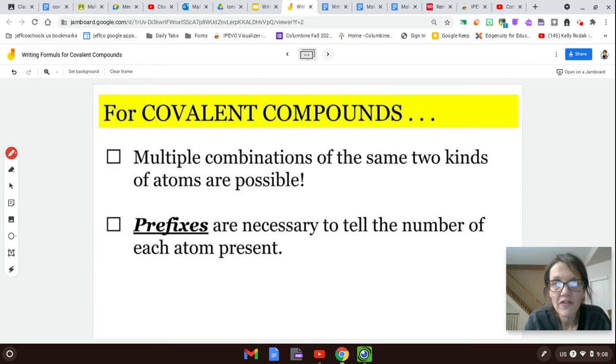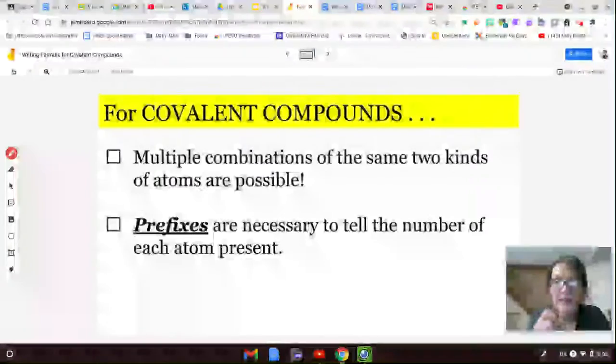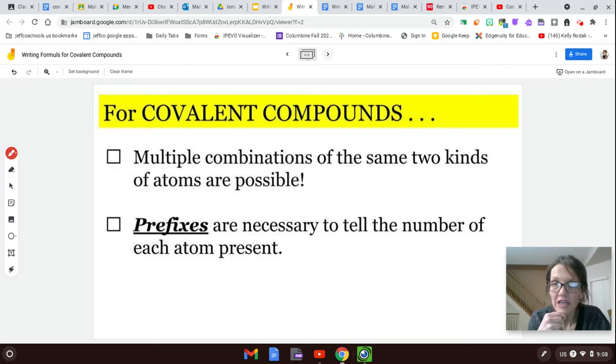So for covalent compounds, the tricky part is that there are multiple combinations possible for the same two nonmetals. For example, let's consider carbon and oxygen. Right off the top of our heads, we know that there are two chemicals made up of both of those. There's carbon monoxide, which is one carbon and one oxygen, and there's carbon dioxide, so a carbon and two oxygens. So you have to specify the version that you are looking for.